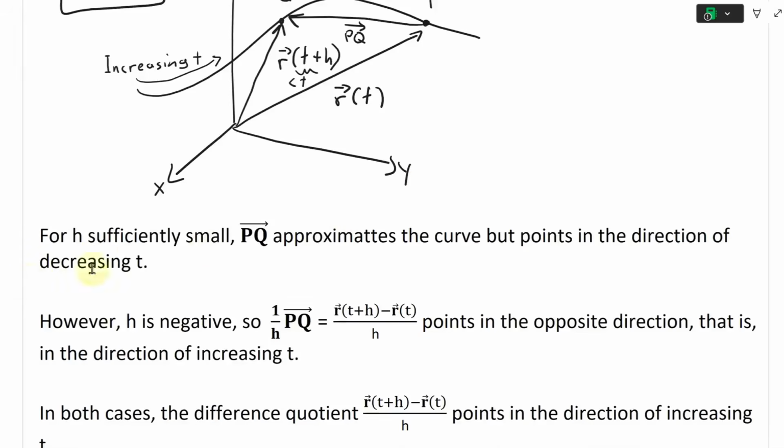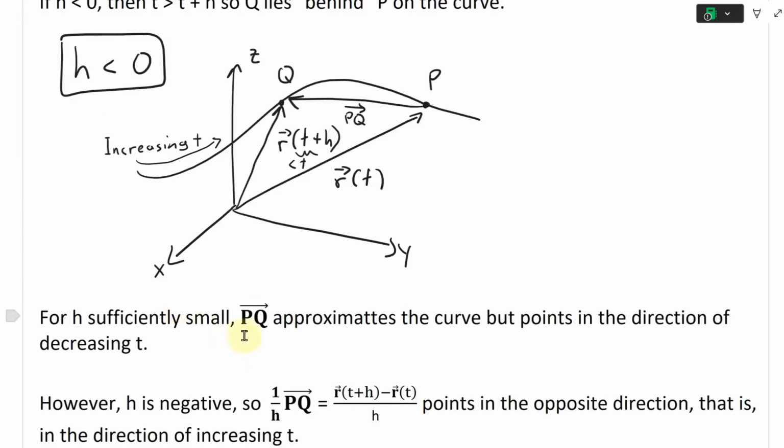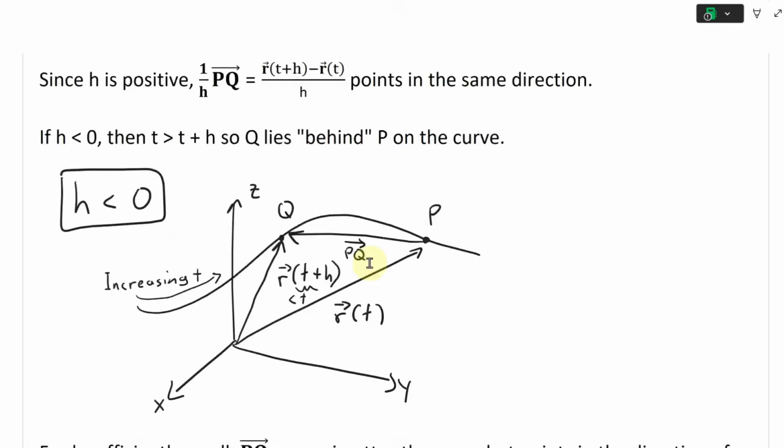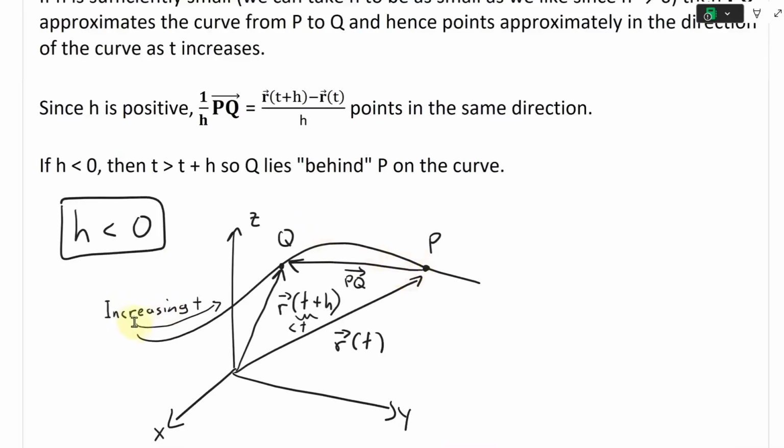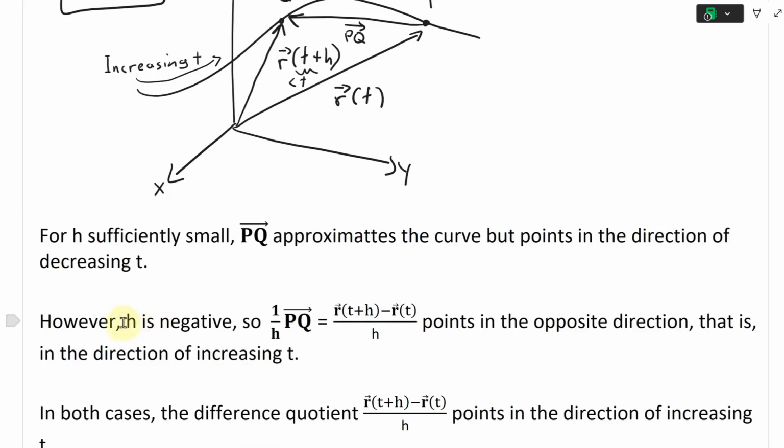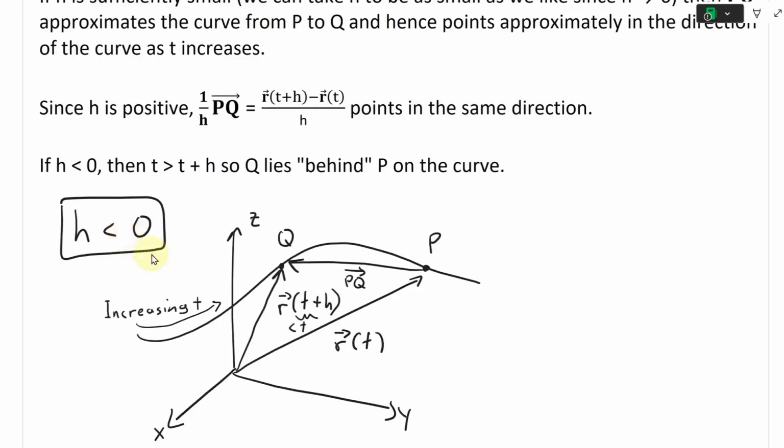And now we'll just read out what I wrote here. Again, it's from the solutions manual. For h sufficiently small, PQ approximates the curve but points in the direction of decreasing t. So this is pointing now in the direction of decreasing t. If increasing is on this side, now this is going towards decreasing. However, h is negative.